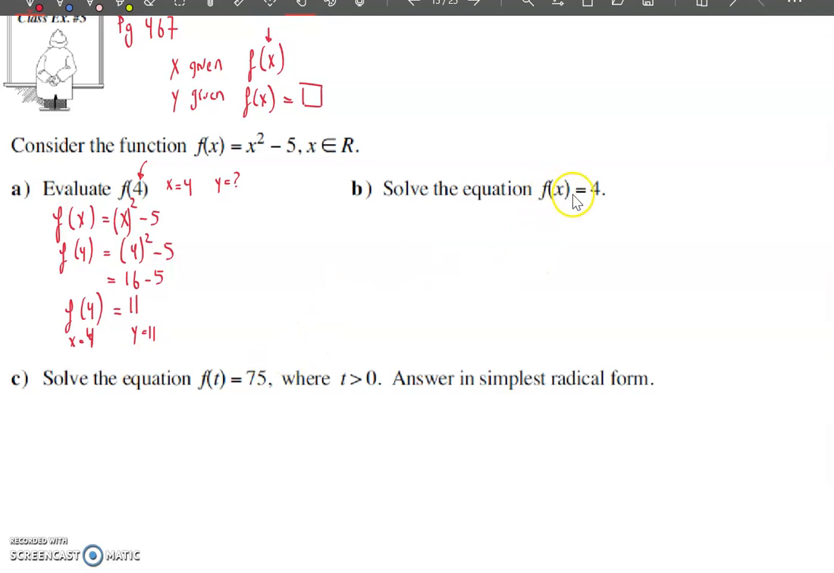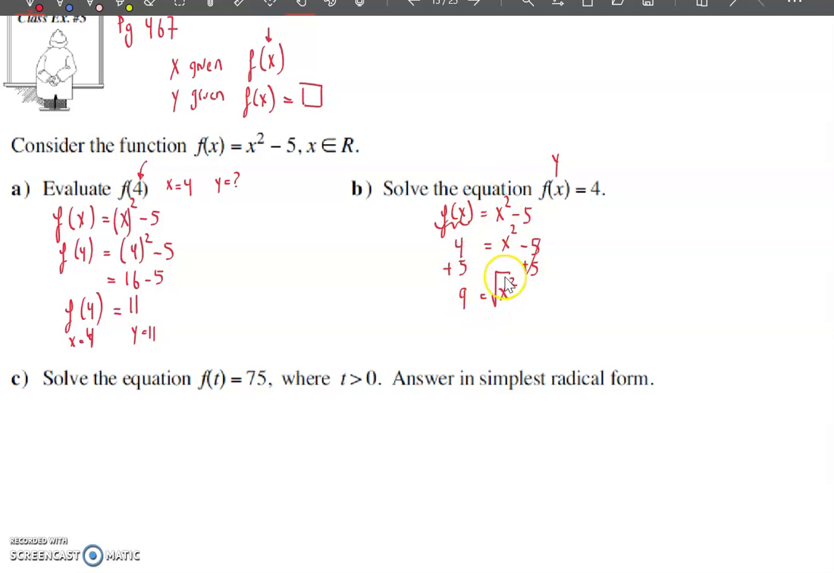Okay. Next one. Remember, now they're actually telling us what the y is. So f of x is another way of saying y. So in this equation here, we are given what this equals to. This equals to 4, and we need to find out what x is now. So x squared minus 5, the last thing is minus 5, so we're going to add 5 to both sides. So that's 9 is equal to x squared.